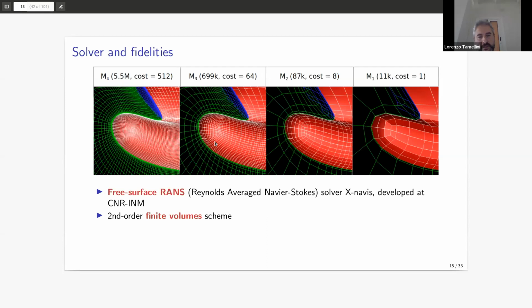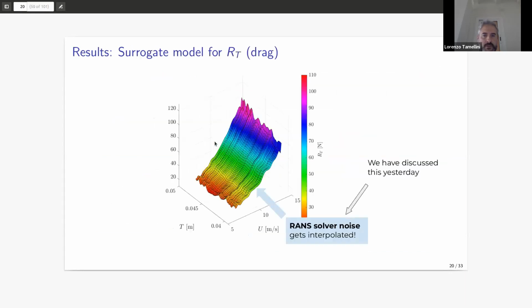Let me just say that here we are using RANS, and the ship moves at a decently low Froude number, I would say. So there is not much turbulence going on here. If your question is whether this is due to turbulence, my answer is no. This is really due to the fact that, with this RANS solver, we don't have access to all of the parameters.